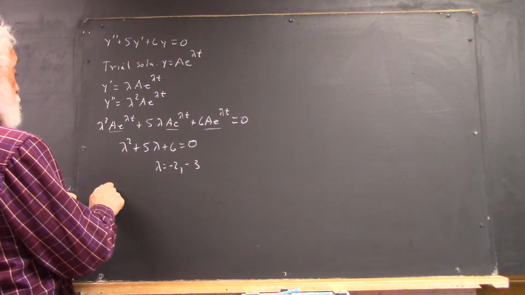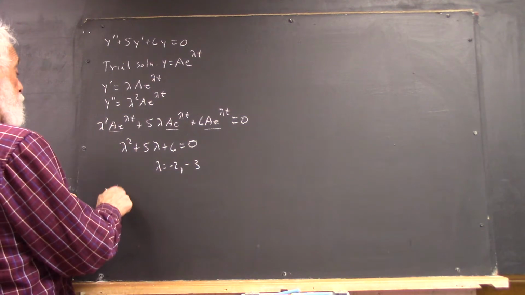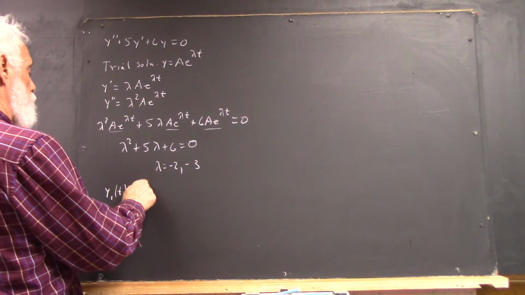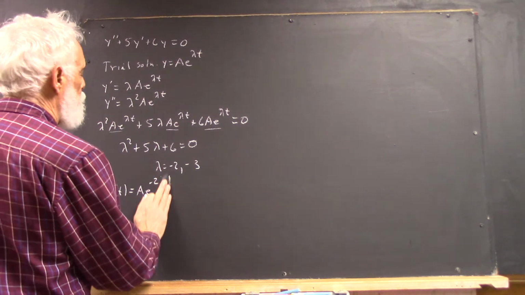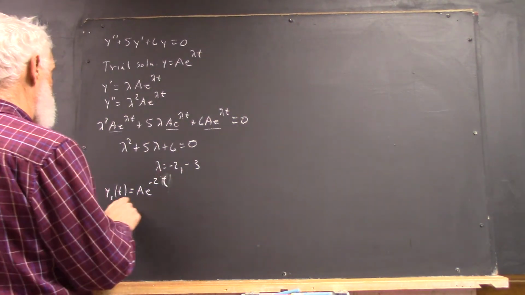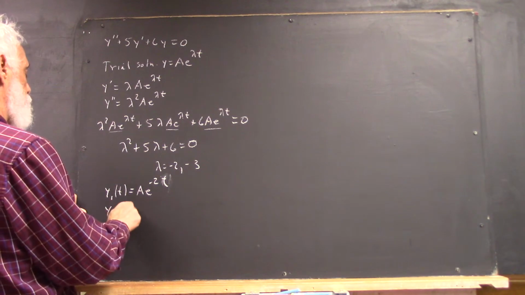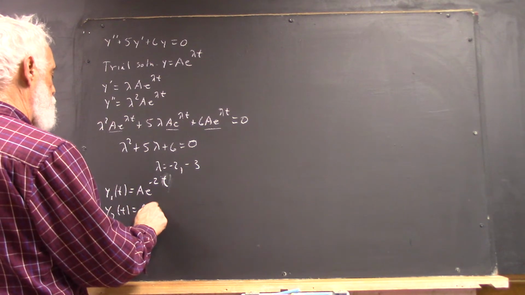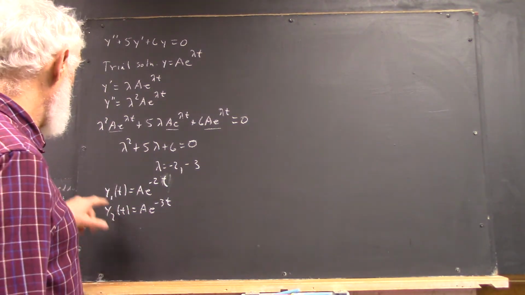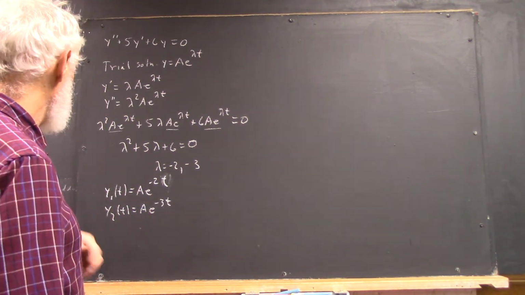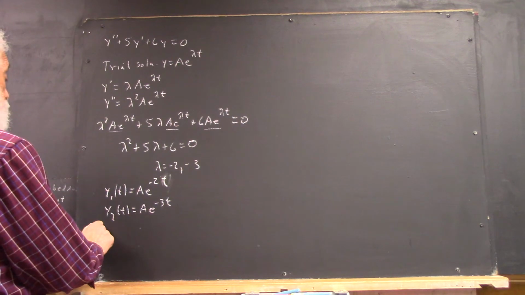So we're going to get solutions y1 of t equals a e to the -2t, lambda is -2, and y2 of t equals a e to the -3t. These a's would not necessarily be the same. These are independent solutions. Okay, these solutions are linearly independent.